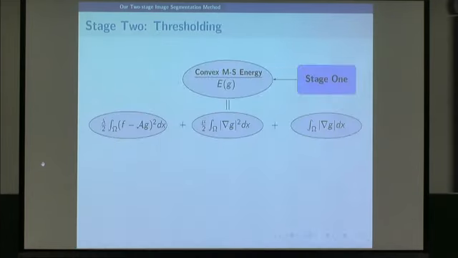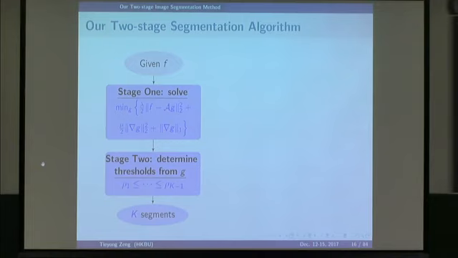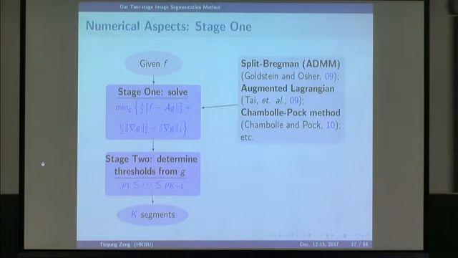Then stage 2. After you get this G, what you do is just threshold this G, then you can get some piecewise constant images. Let me summarize the two-stage approach. We first minimize the H1 model here. You can use the ADMM method or other methods to do it.